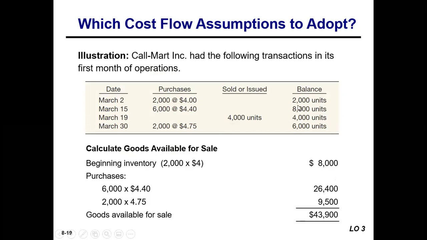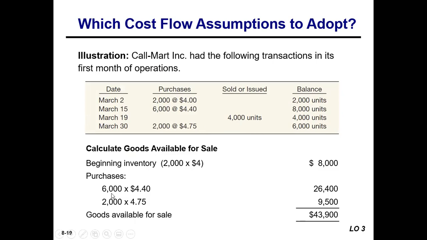And then we had 2,000 units. We purchased 6,000, so now we're up to 8,000 units, right, is our balance. And then we sold 4,000 units here. Because we had 8, we sold 4, now we've got 4 left. And then we purchased 2,000 units at $4.75. So we had 4,000, we purchased another 2, and now we're up to 6,000 units.